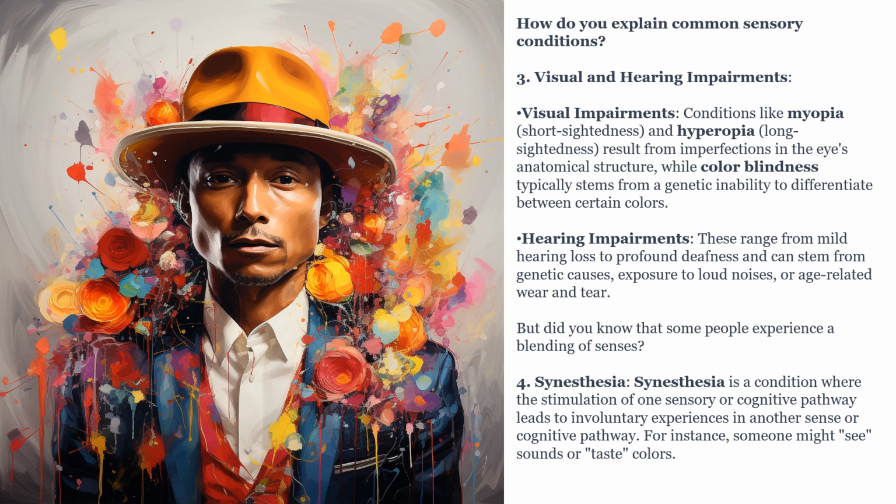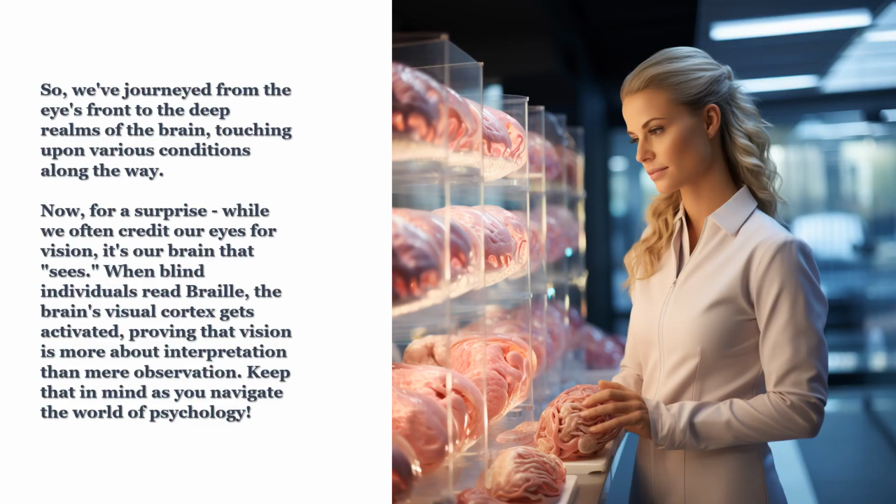Here we have a person who suffers from synesthesia. This is Pharrell, the person who produced and wrote the song Happy, if you remember that. So we've journeyed from the eye's front to the deep realms of the brain, touching upon various conditions along the way. Now for a surprise: while we often credit our eyes for vision, it's our brain that sees. When blind individuals read Braille, the brain's visual cortex gets activated, proving that vision is more about interpretation than mere observation. Keep that in mind as you navigate the world of psychology.